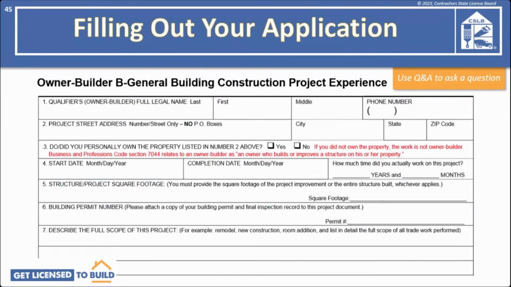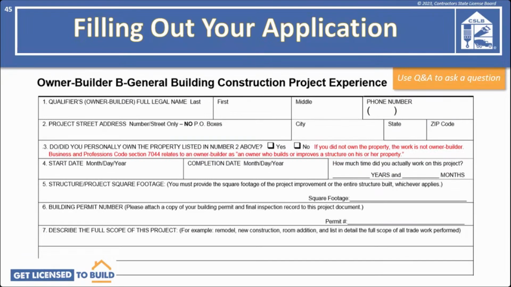Parts of the application, Owner Builder B, General Building Construction and Project Experience, Part 1 of 3. The next form we will discuss is the Owner Builder B, General Building Construction Project Experience form. This form only needs to be completed if you are applying for a B, General Construction license and you want to receive experience credit for working on projects on your own property.